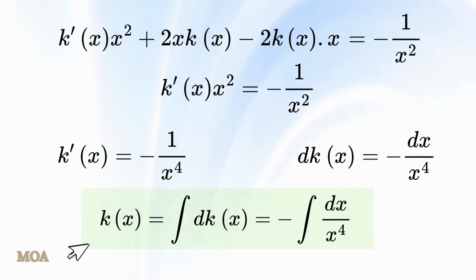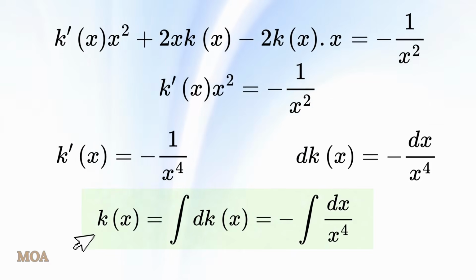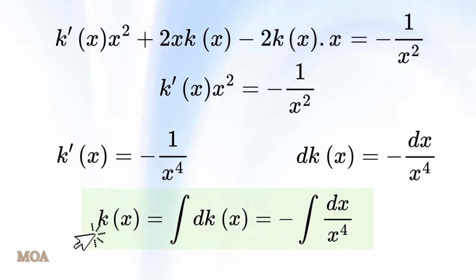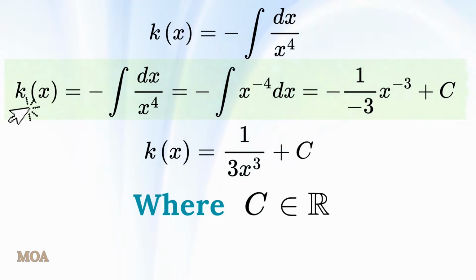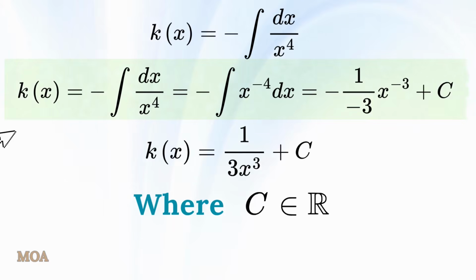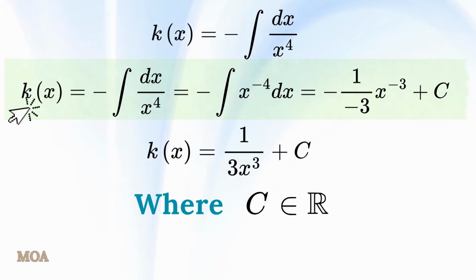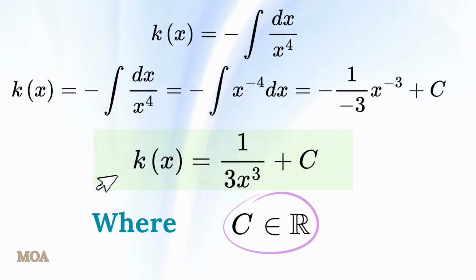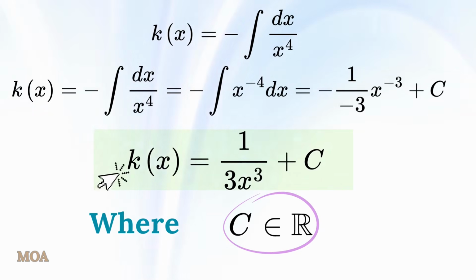Then we integrate both sides of this equation. This gives k of x equals the integral of dk of x equals negative the integral of dx over x to the fourth. Namely, k of x equals negative the integral of dx over x to the fourth equals negative the integral of x to the negative fourth dx equals negative 1 over negative 3 times x to the negative third, plus a real constant denoted c. Hence, k of x equals 1 over 3x cubed plus a real constant denoted c.